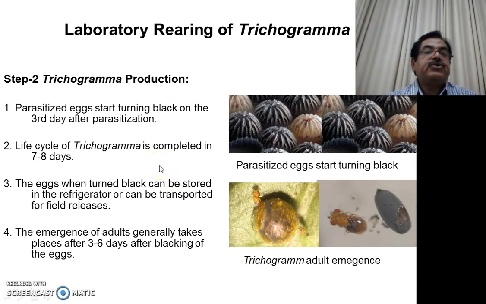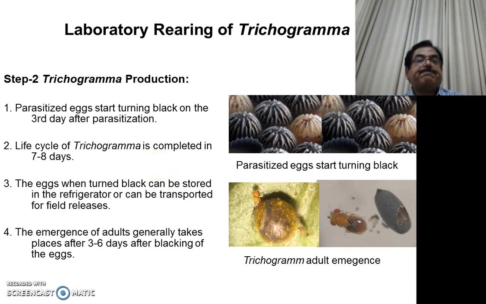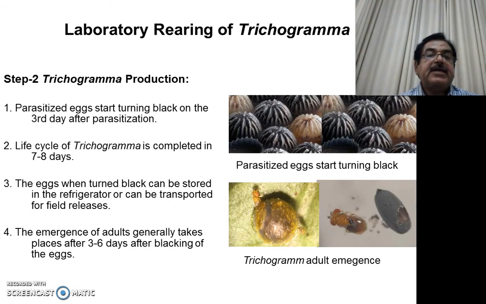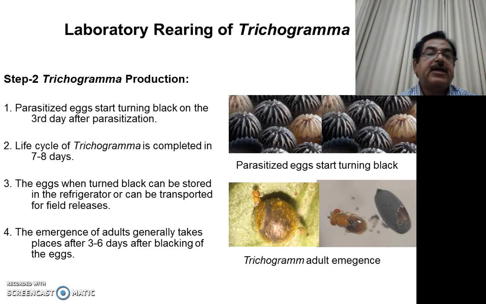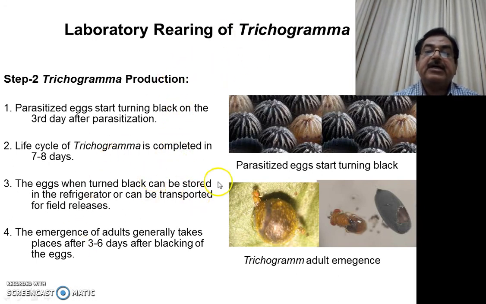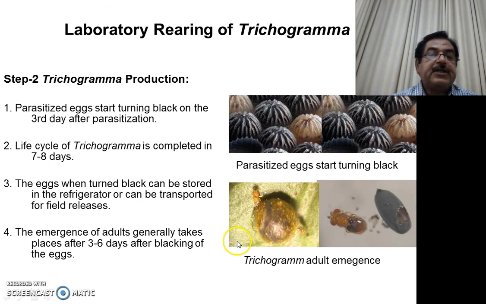Then step number 2, Trichogramma production. Parasitized eggs start turning black on the 3rd day after parasitization. Life cycle of Trichogramma is completed in 7 to 8 days. The eggs, when turned black, can be stored in the refrigerator or can be transported for field release. You can see here the black eggs, and the female Trichogramma is emerging from the host egg. The emergence of adult generally takes place after 3 to 6 days after blackening of eggs.